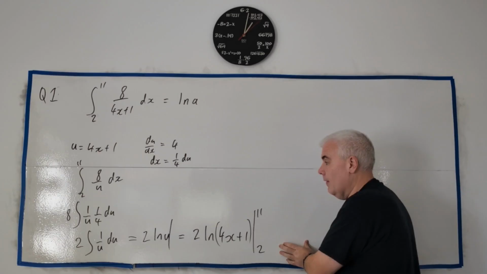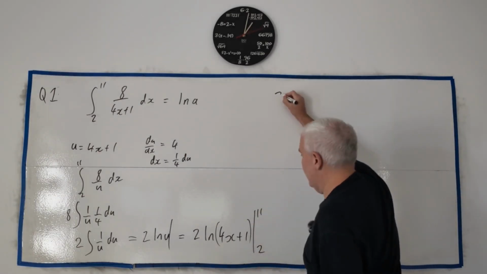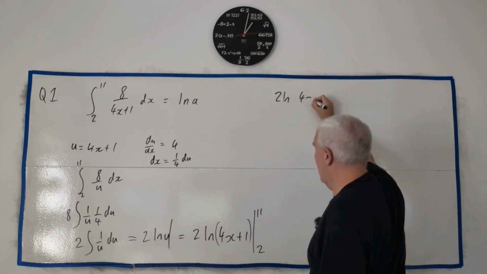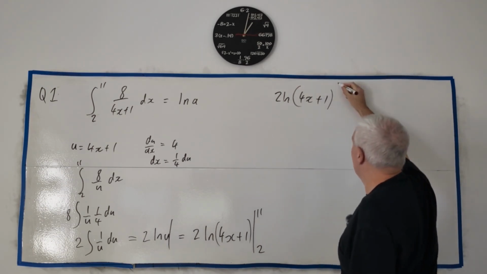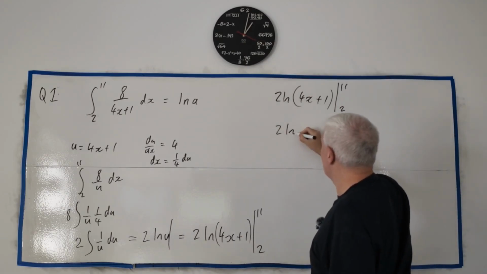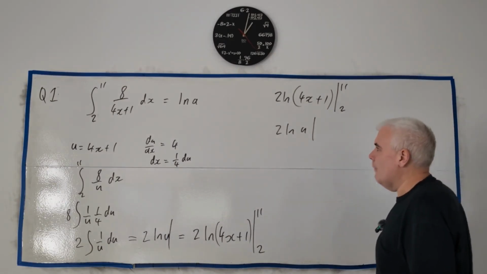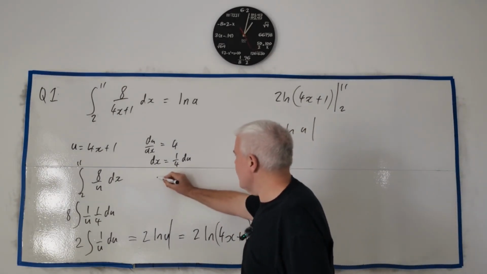Get your answer out here. I'll do the answer twice. Let me write this one again here: 2 natural log of 4x plus 1 between 11 and 2. And I'll also do 2 natural log u between some numbers here. What those numbers are, it's easy enough to find.